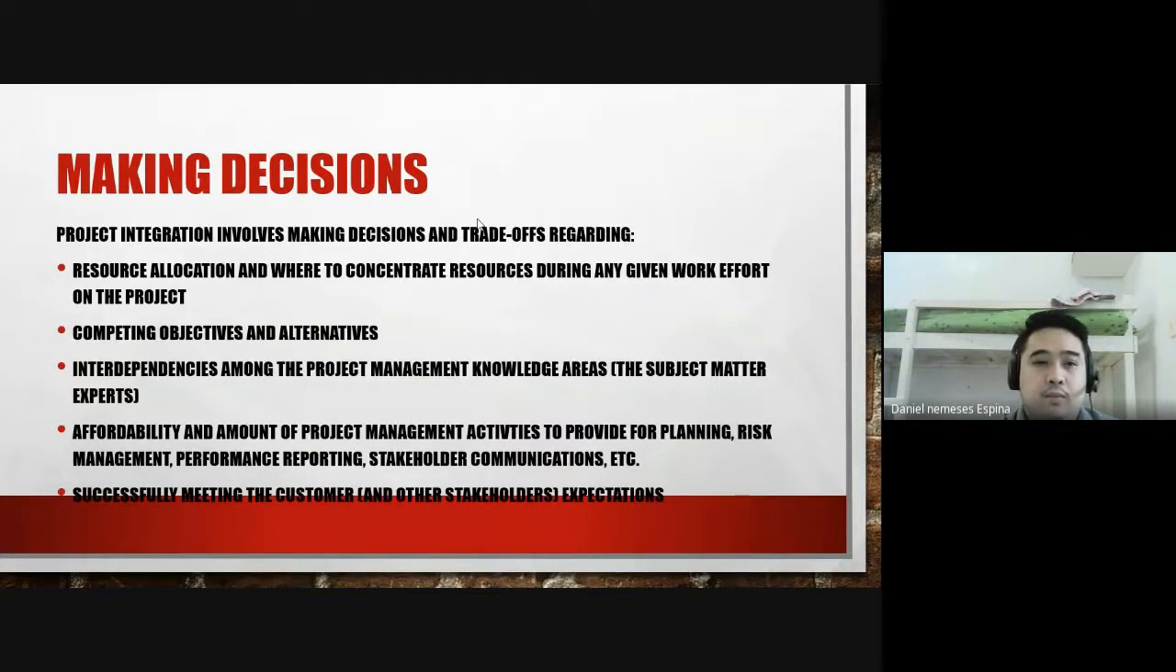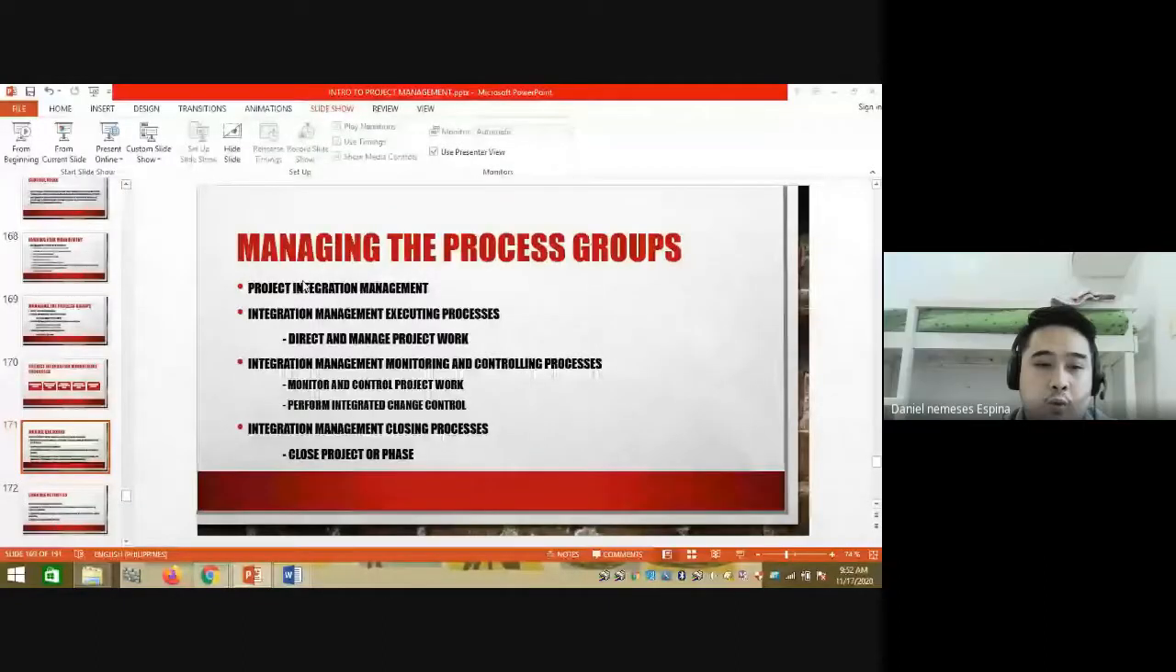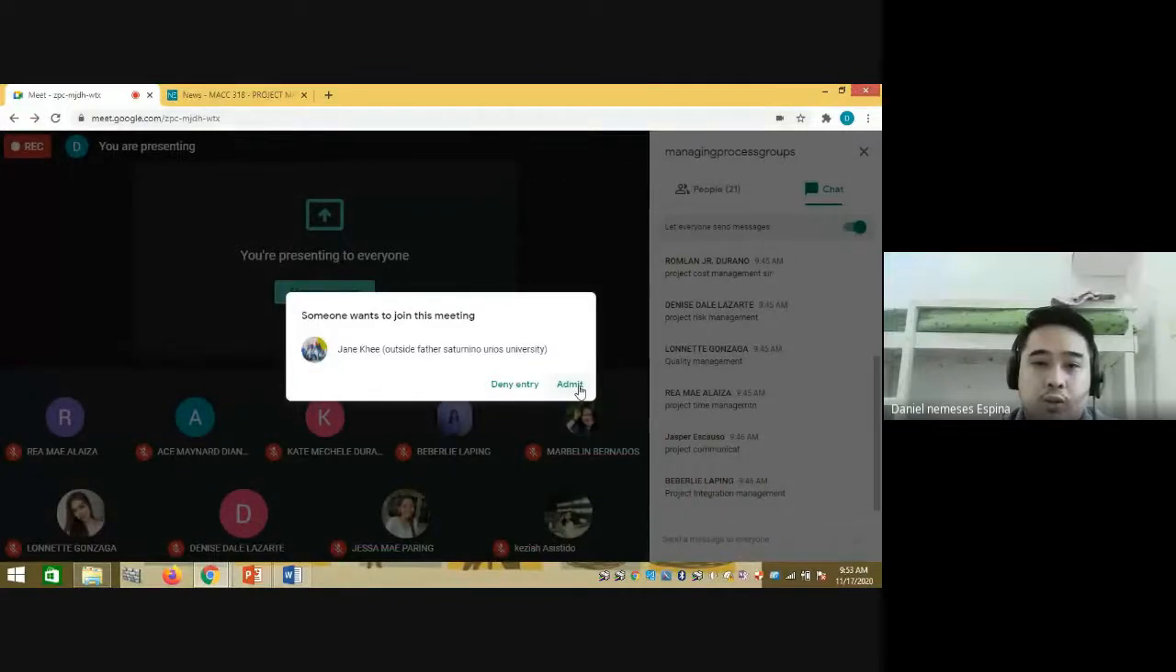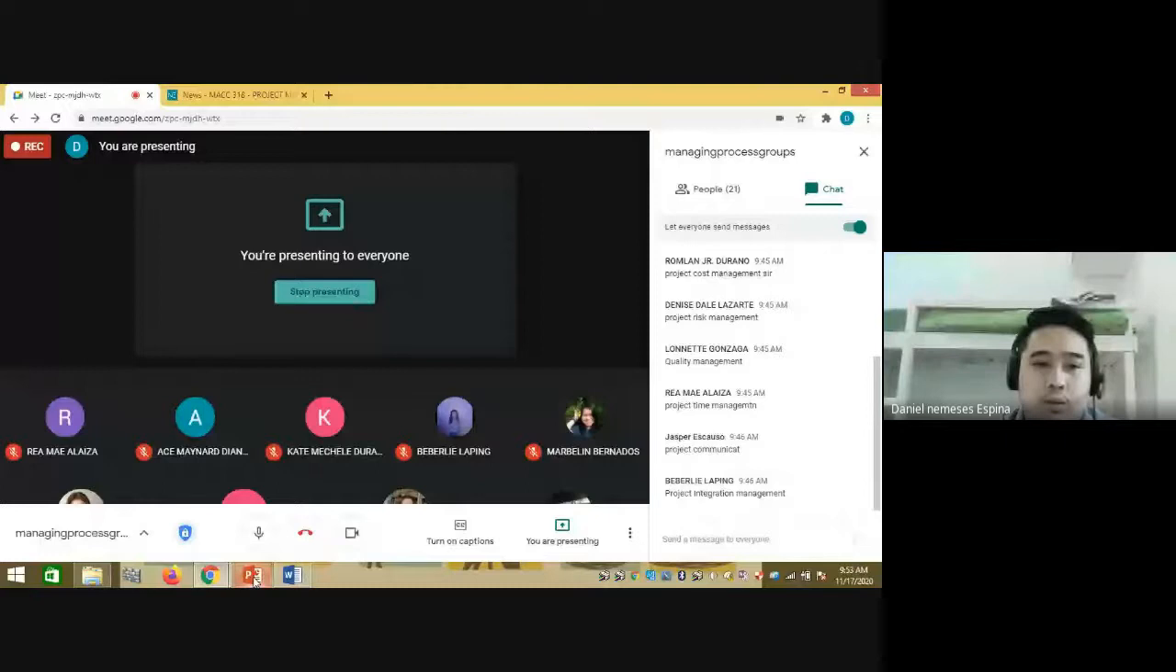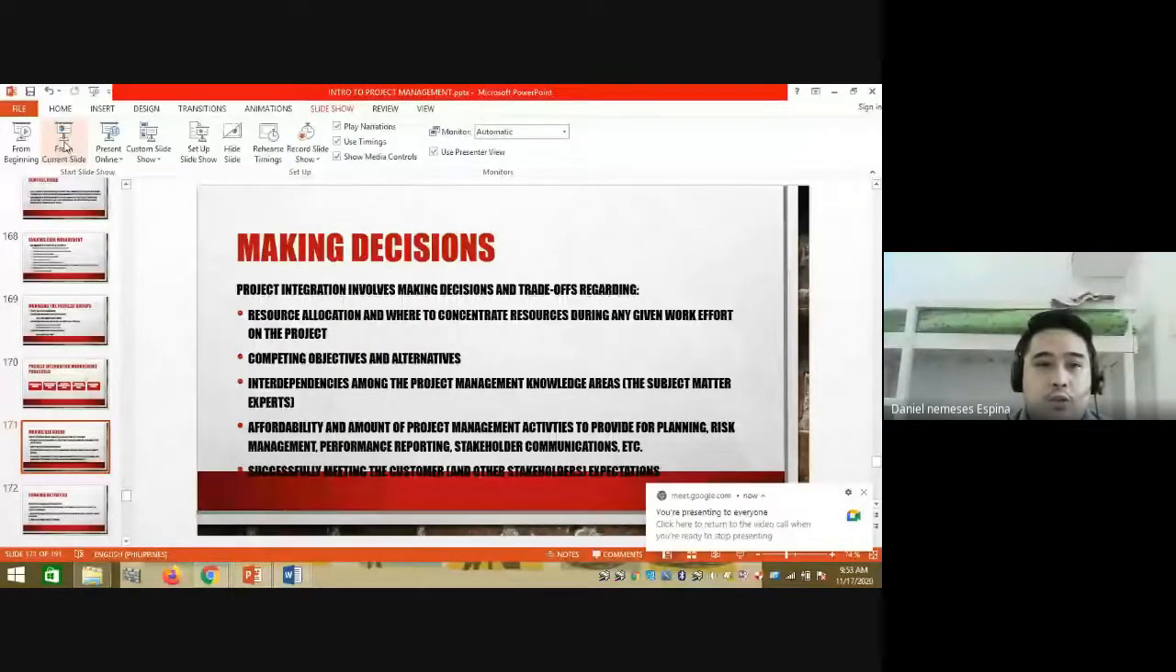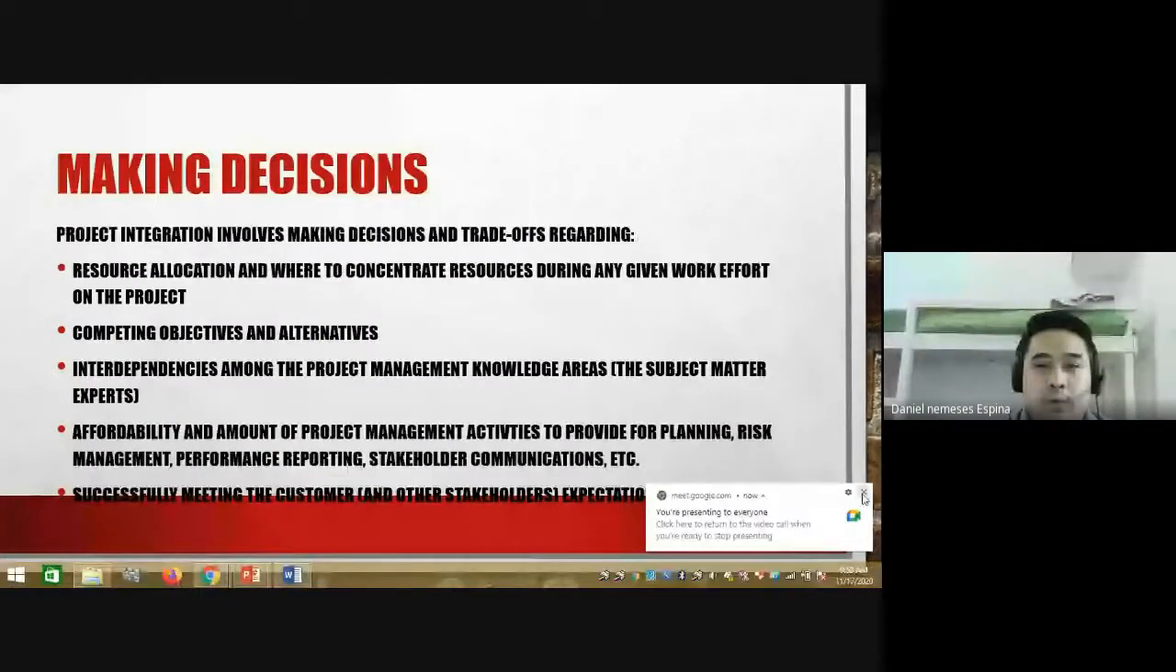So making decisions. Project integration involves making decisions and trade-offs. Okay. Because we are doing the project, of course, with limited resources. So not only talking about the money, but also time, the quality, the people that you have, okay, and policy, government regulations, and so on. Okay, so that is why there are possible trade-offs. Okay, so you need to be aware of those. Okay, so you need to be aware of what is more important.